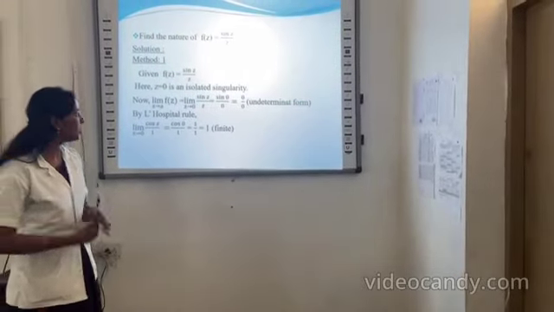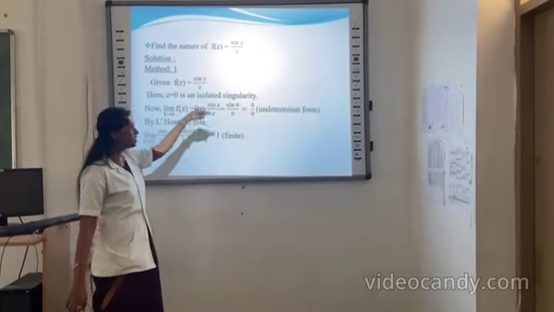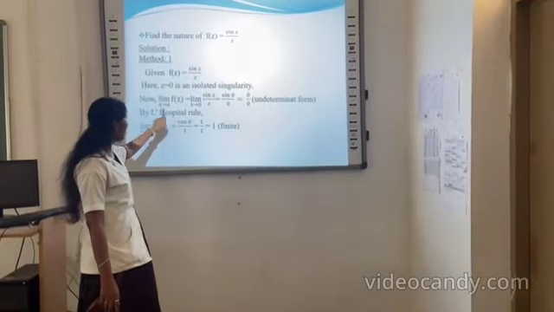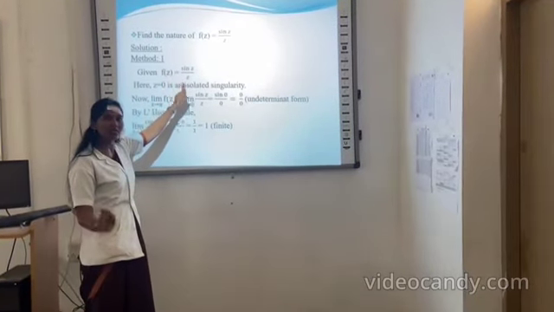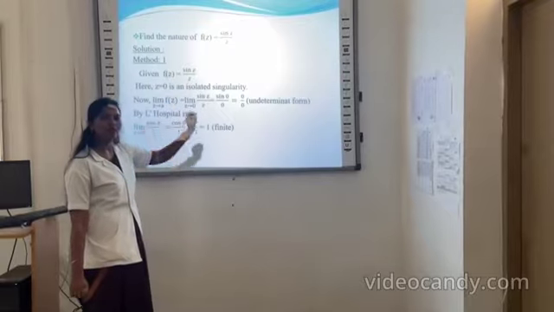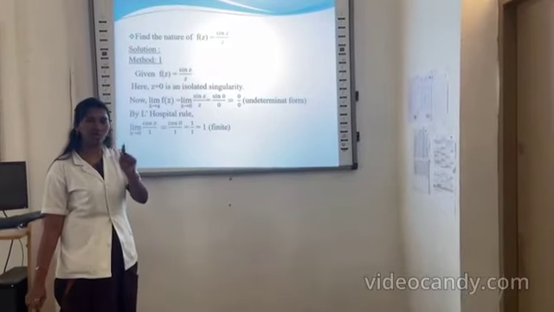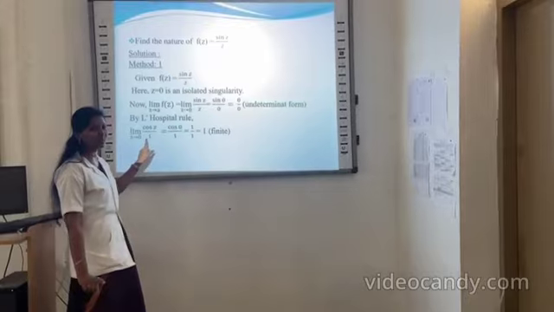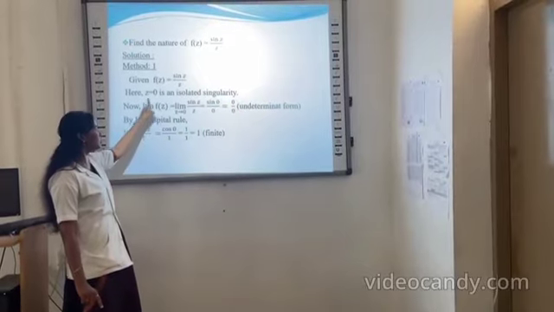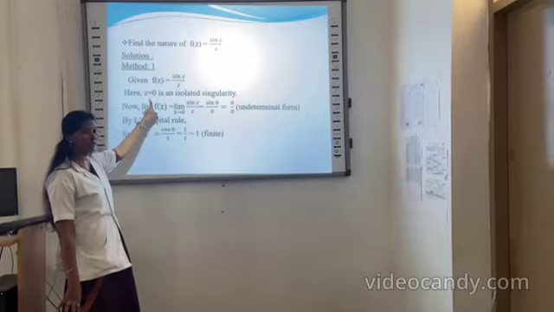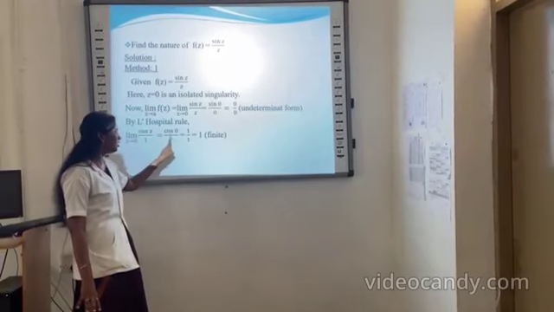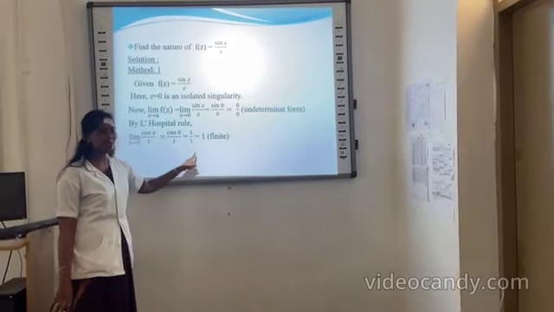What is L'Hospital's rule? In your given f of z, you differentiate the numerator and the denominator individually. The differentiation of sin z is cos z, and the differentiation of z is 1. Now substitute the limit z tends to 0, because the isolated singularity value is 0. You get cos 0 divided by 1. Cos 0 is 1, so 1 divided by 1 is 1.